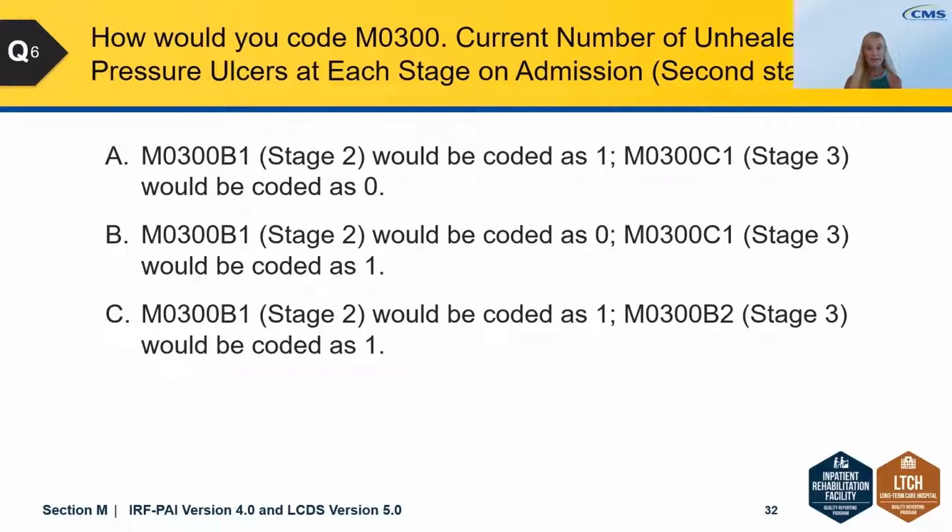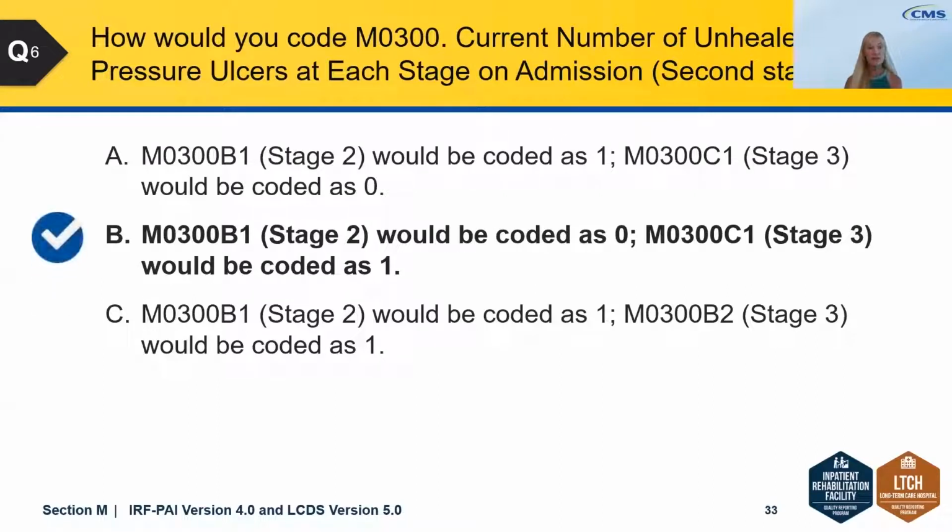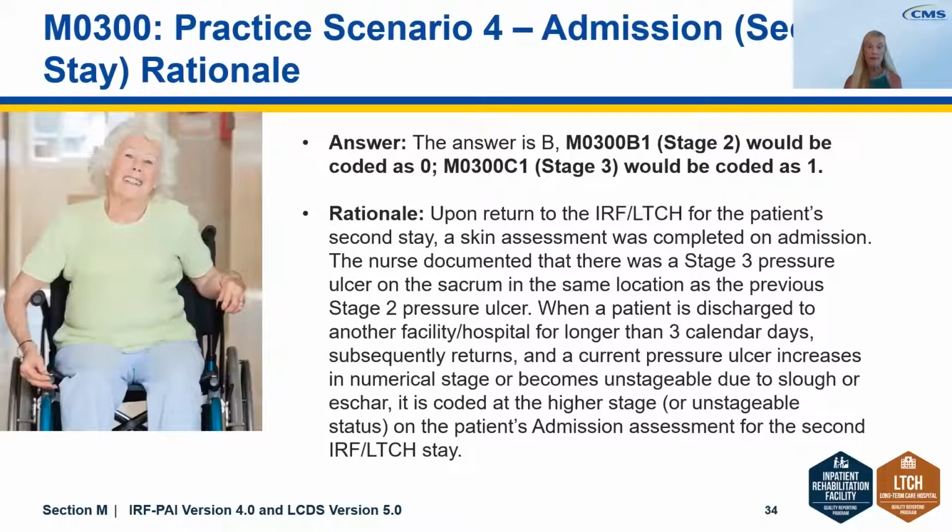All right, let's see what everyone came up with. The majority of the people, about 82% of you, chose B, and B is the correct response. M0300B1 stage 2 would be coded as a 0, and M0300C1 stage 3 would be coded as a 1. So let's look at why.